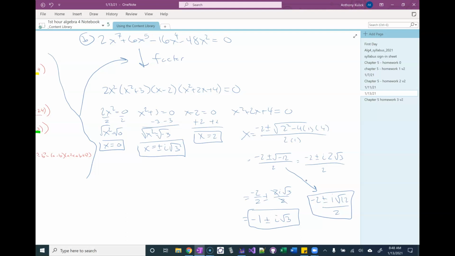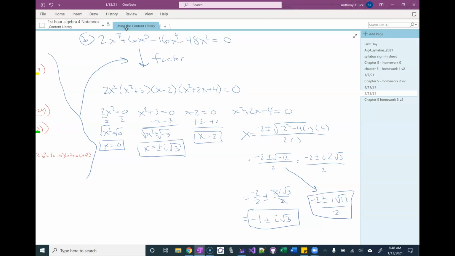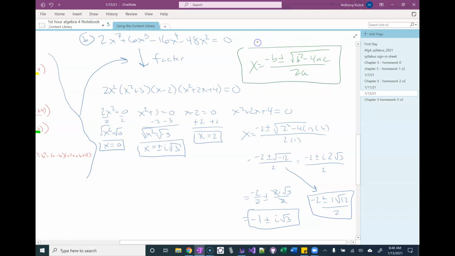You have the quadratic formula up there? Formula? Did I write down the formula with the letters in it? Yeah. No, I did not. Can you? Sure. So this is the quadratic formula.